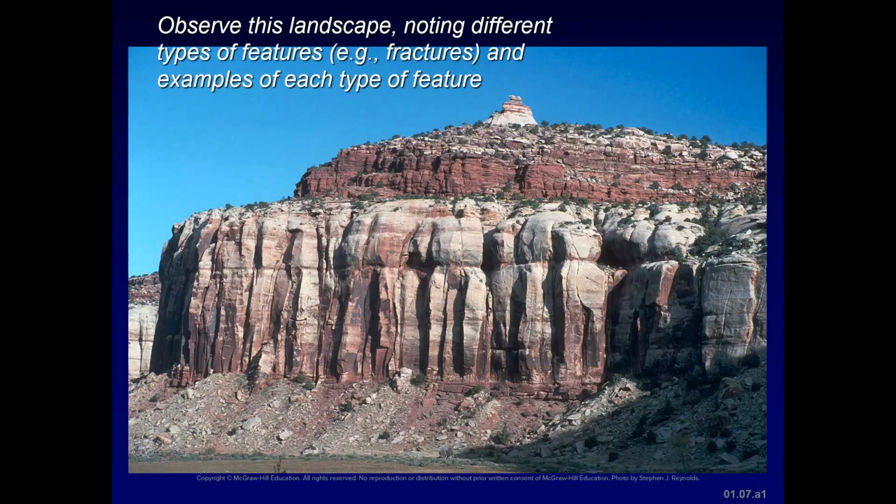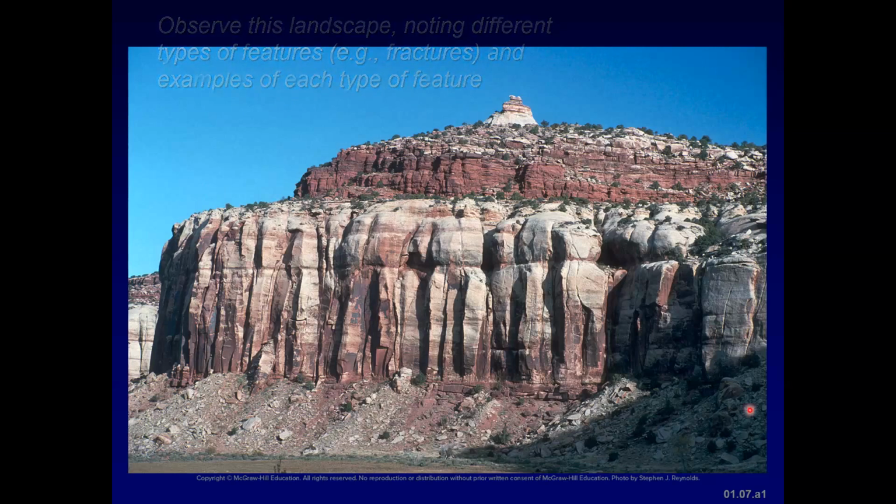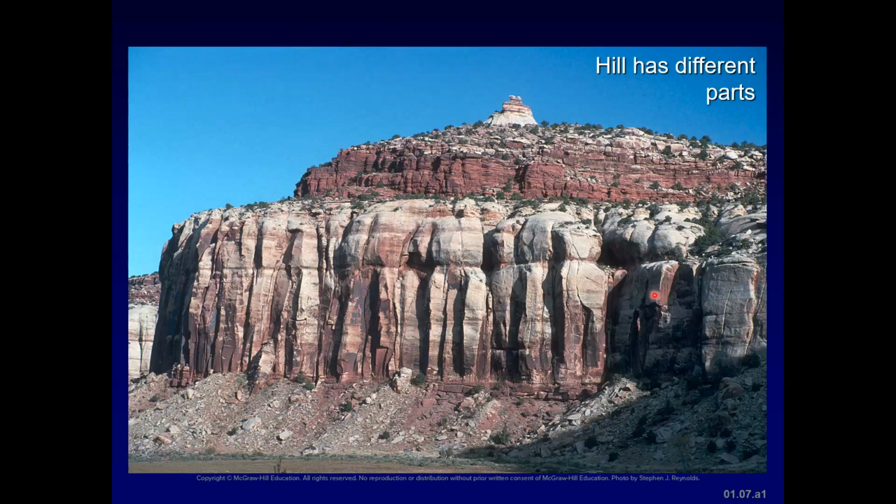Well, look at this landscape. We have a few different types of features, including vertical fractures here. The point is that the hill has multiple parts. There are different ledges, different colors. Those are different layers within the rock unit. We also call this an outcrop.